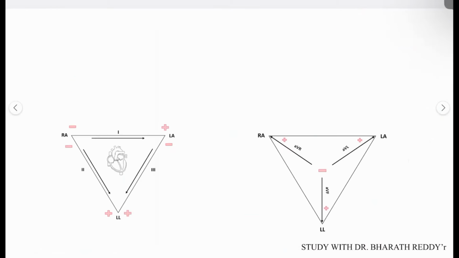So next, moving on to what the leads are. First, we have to discuss what the leads are and how to get the ECG representation from them.